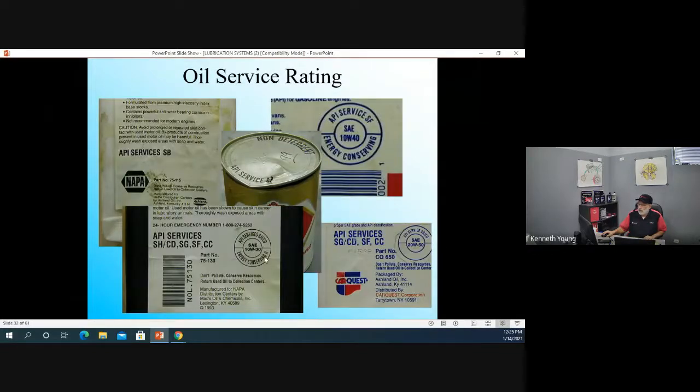Anyway, API service ratings have to do with additives in the oil. And they put a donut on the side of the oil can or on the back of the bottle. Could be on the front. We're going to look at a couple in a minute. And they tell us what it can be used in. For example, if you went to NAPA and you bought this oil and it said SB, SB is not to be used in any cars that we're working with today.